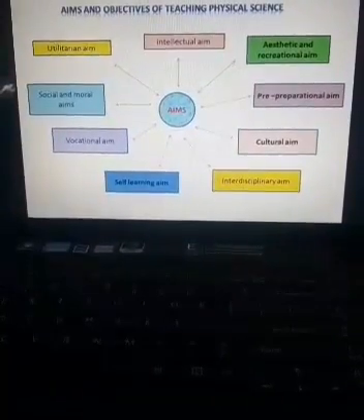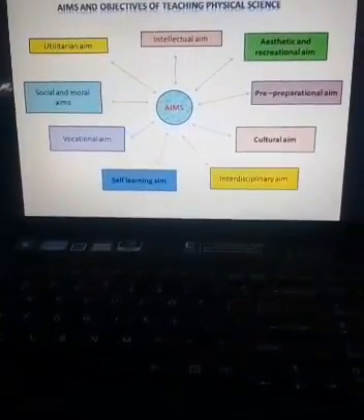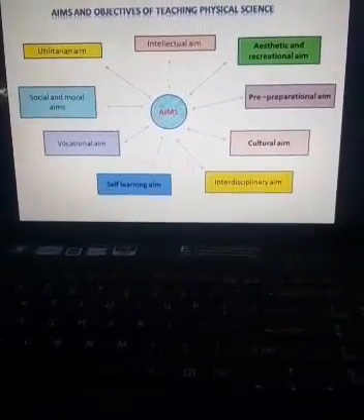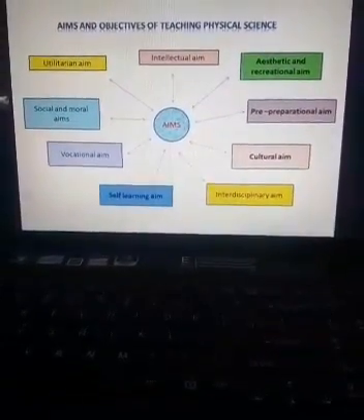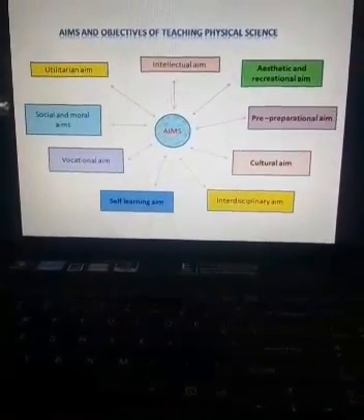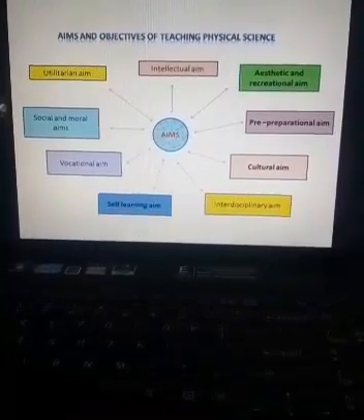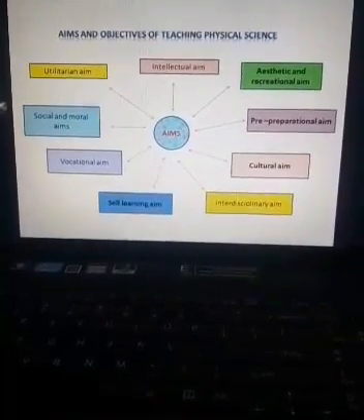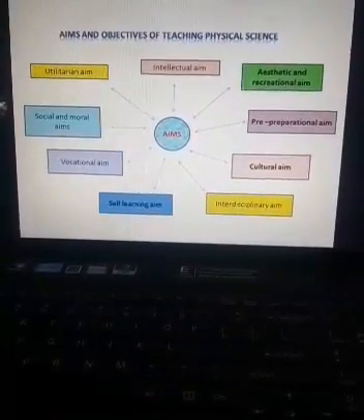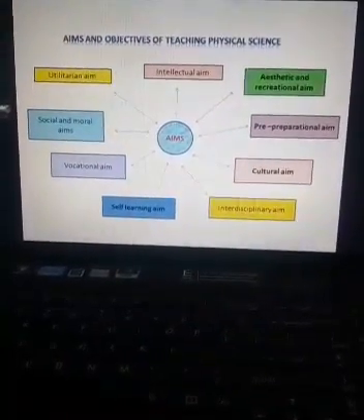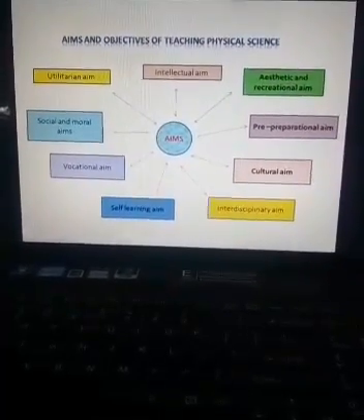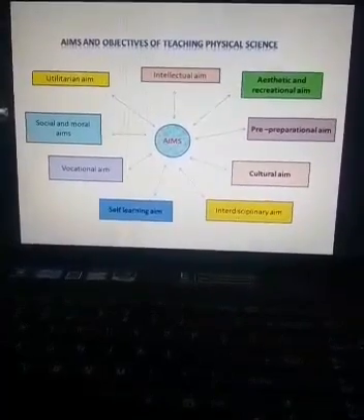Then is the self-learning aim. Self-learning aim is in relation to the skills that the child learns by himself, by learning by doing, by following the generalizations and applying them in their life. Then is the vocational aim, as we have already discussed so many times, that it is important that we not only learn things but we also need to use them in our lives so that we can have a livelihood.